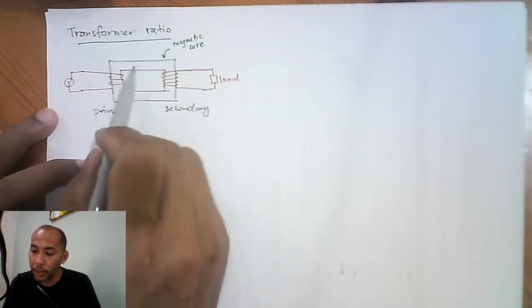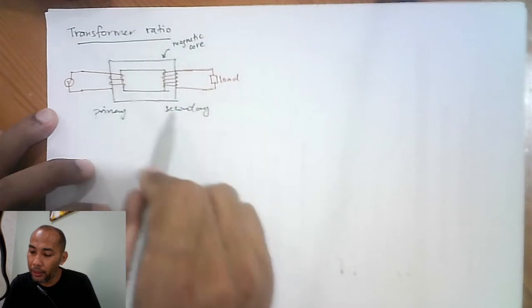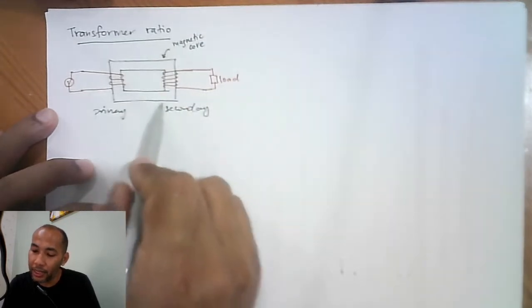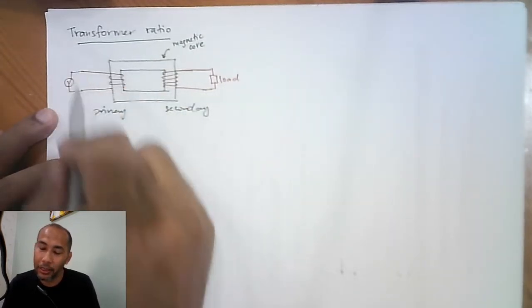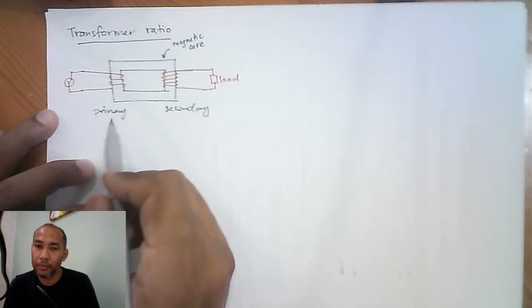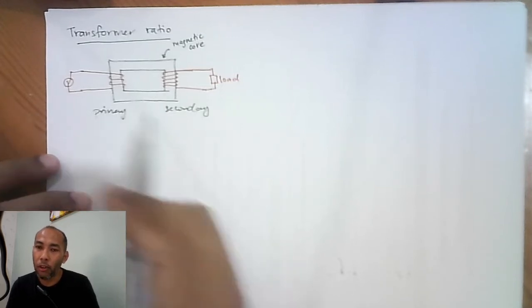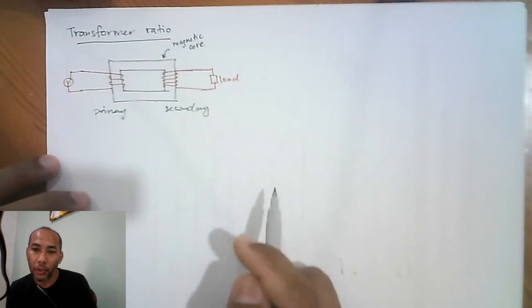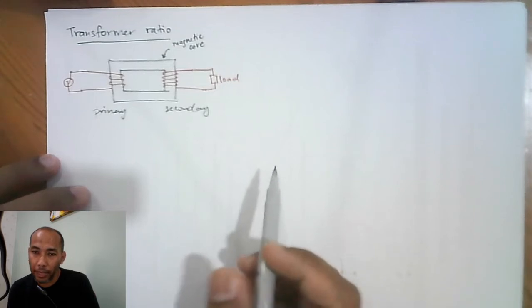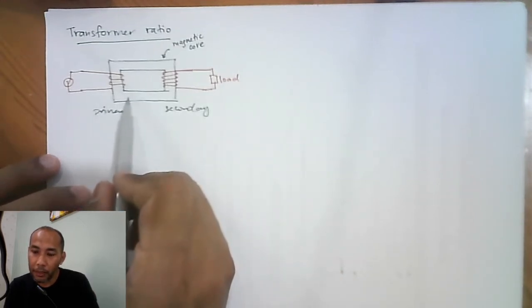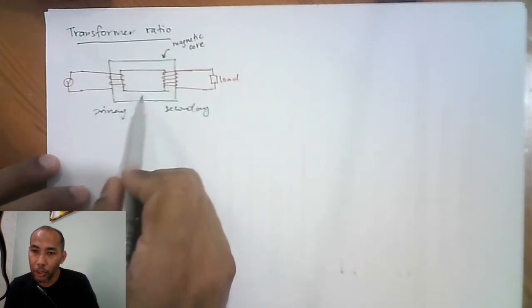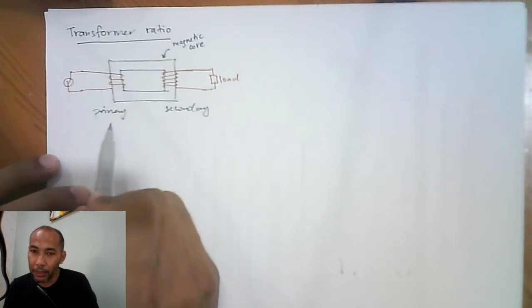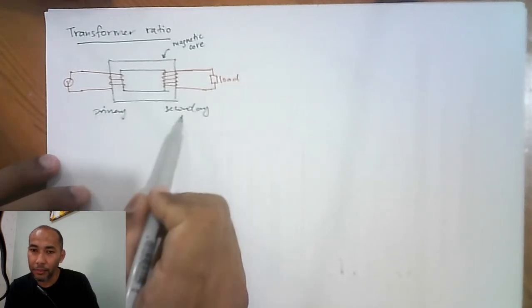That means the total power at the secondary side is the same as the power at the primary side. It follows the law of conservation of energy, which states that the total energy of an isolated system remains constant. By considering this an ideal transformer, the power at the primary side is the same as the power at the secondary side.